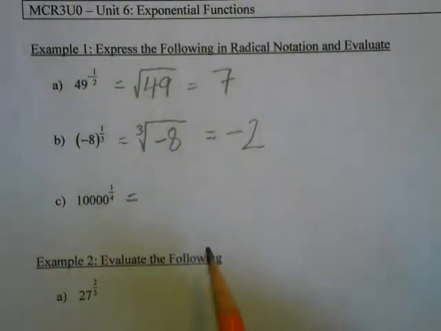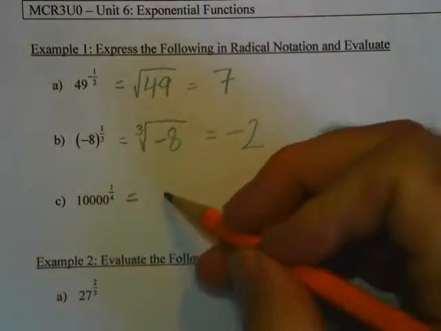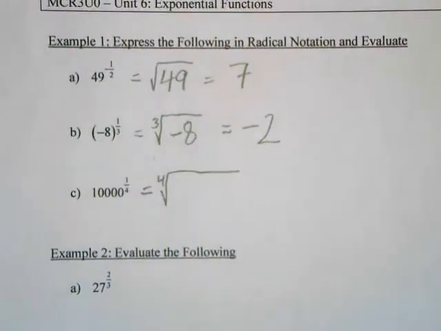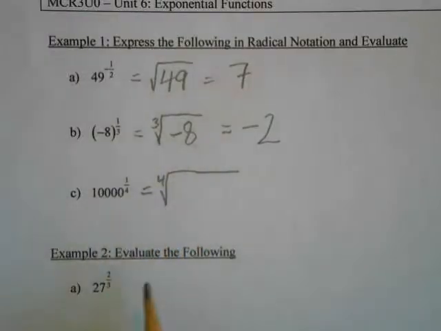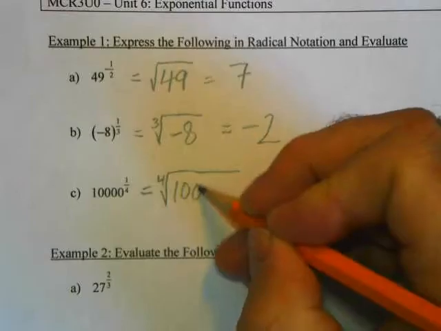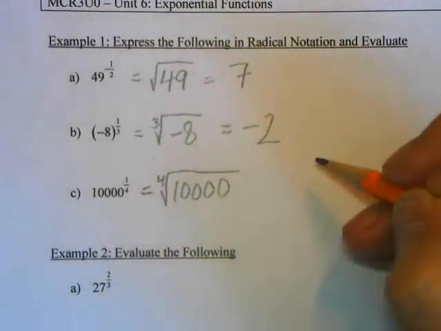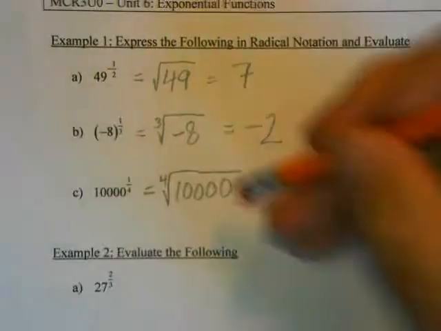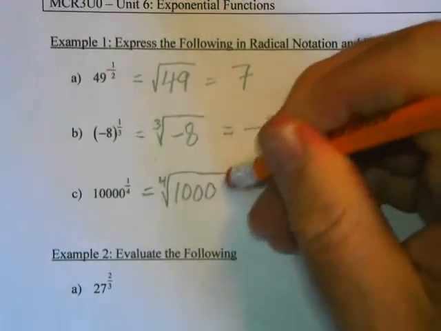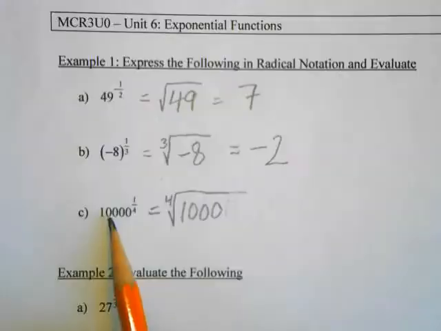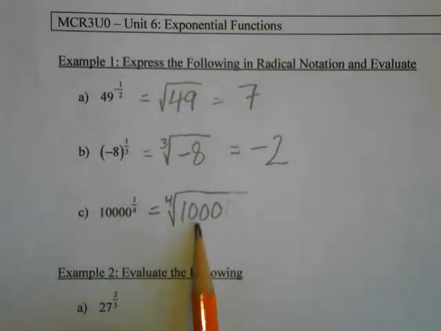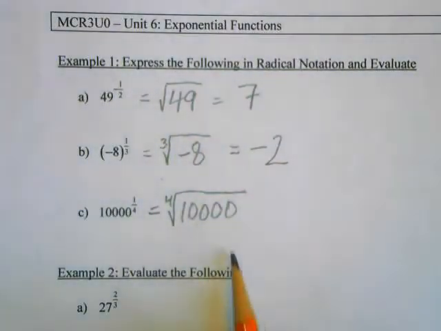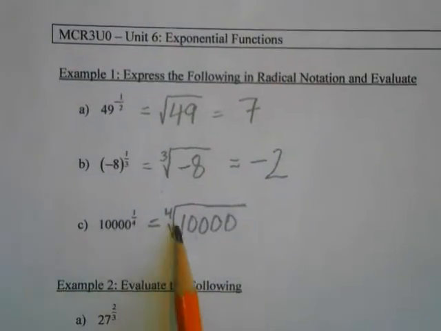10,000 to the power 1/4. Well, 1/4, I can rewrite that as a fourth root. So that replaces the 1/4 exponent. And then I put 10,000 here. One too many zeros. So it's not 10,000, it's 1, 2, 3, 4. It is 4 zeros. So we want the fourth root of 10,000.